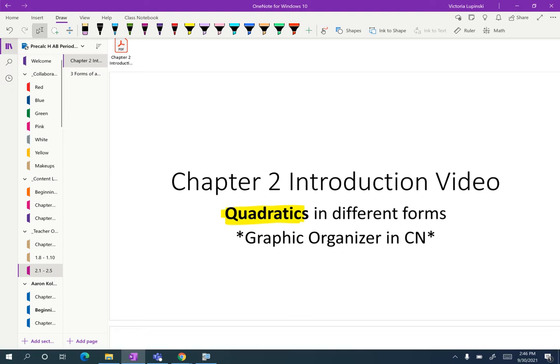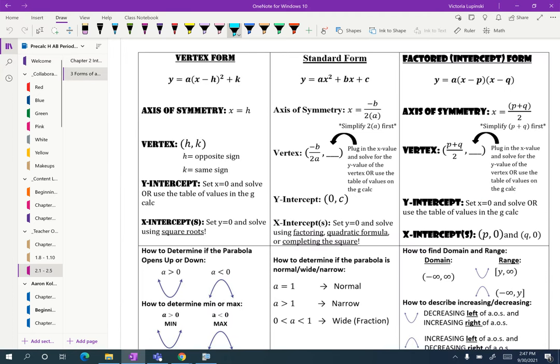While we're going to spend most of our time talking about polynomials of degree 3 and 4 and 5, we have to make sure that we are comfortable with degree 2, which is all kinds of quadratics in all of the different forms. In case you don't remember all the different forms, I sent you this in Teams, but I have also made a graphic organizer of all three different forms. So let me go ahead and pull that up for you.